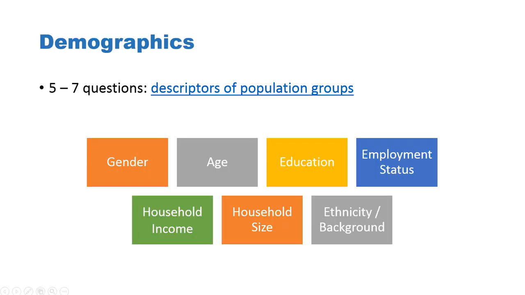Now on to demographics. This would be the second set of questions, and there should be between 5 and 7 of them. And they're generally the group of questions that are descriptors of population groups. I'll give you an example here of what that might look like in a moment, but these are generally around gender, age, education, employment status, household income, household size, and ethnicity and background.